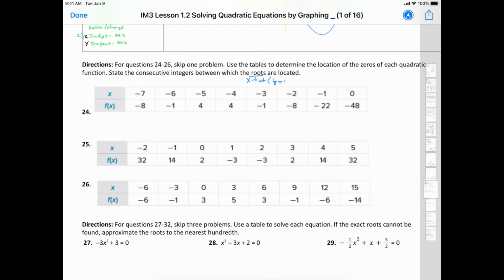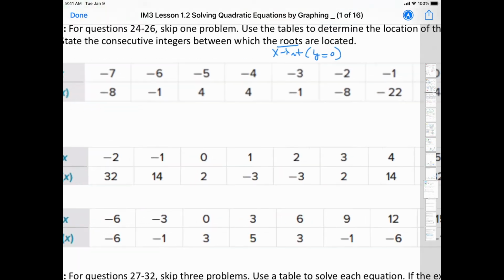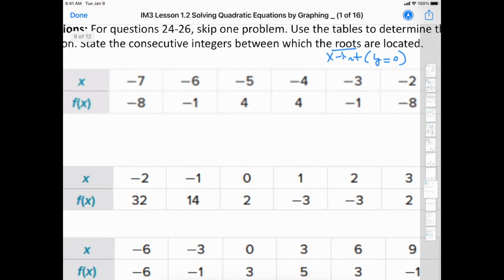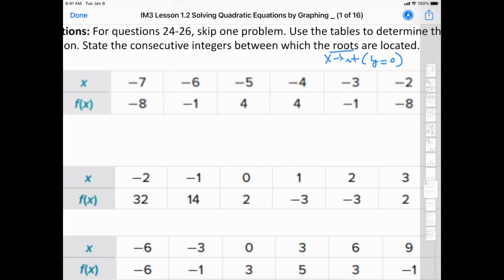So the question is, where on question number 24 do you see a change between negative and positive? Well, they changed the table, so if it's a little bit confusing for you, you have the x's and then you have the y's, right? And we're looking at the y's, and then right here I see a change, right? Because 0 is between negative 1 and 4.